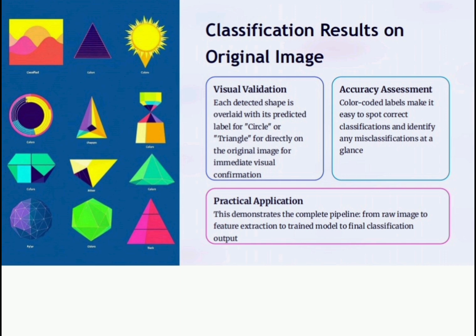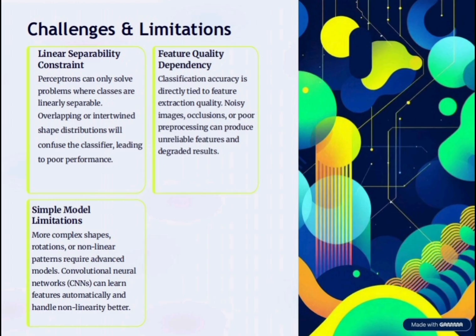This completes the full pipeline: image processing, feature extraction, perceptron training, final classification, all working together to produce clean, understandable results. Now, let's look at the key challenges and limitations of using a perceptron-based approach for shape classification. 1. Linear separability constraint. First, perceptrons can only solve problems where the classes are linearly separable. This means the model works well only when the shapes can be divided by a straight line in feature space.